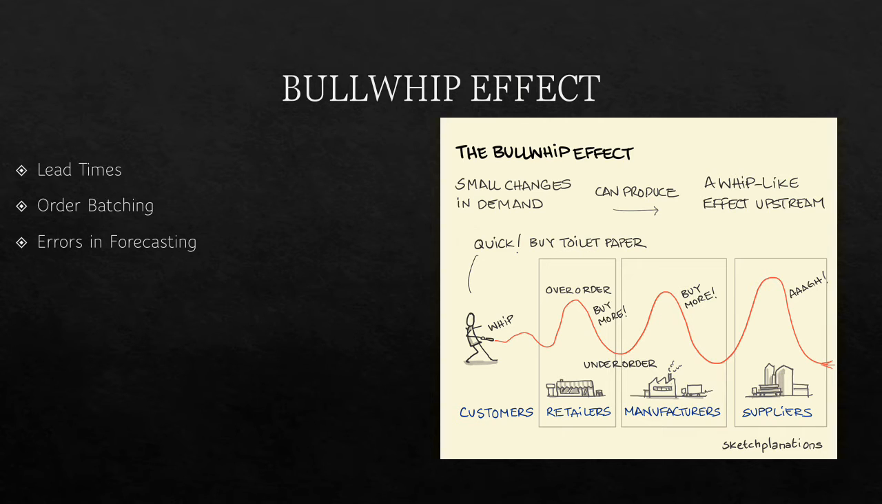Thirdly, we have errors in forecasting. Supply chain decisions are made based on demand forecast. However, when one relies on past demand information to estimate current demand information of a product, it doesn't take into account fluctuations that may occur in demand over a period of time, which can lead to an error in forecasting.